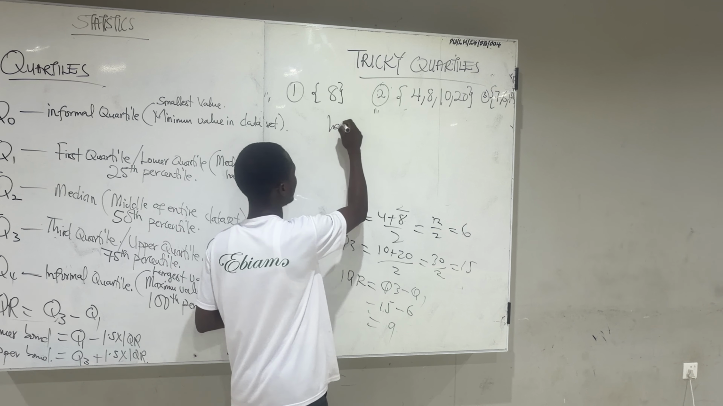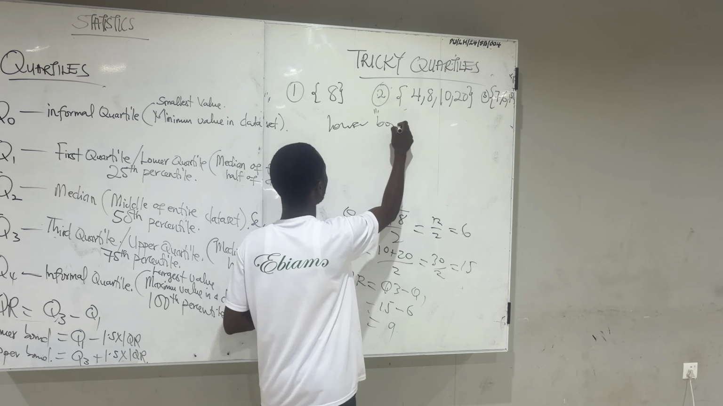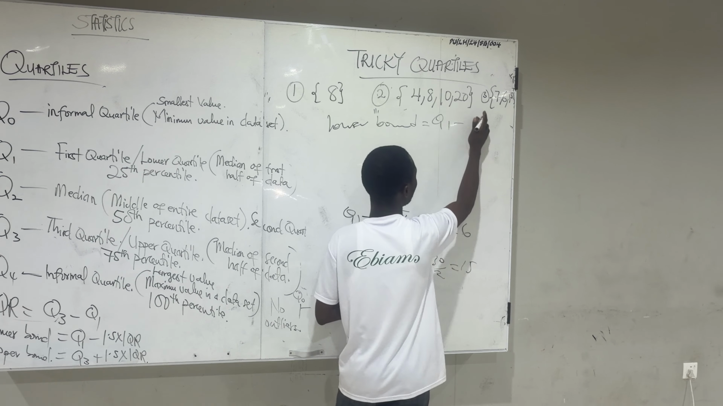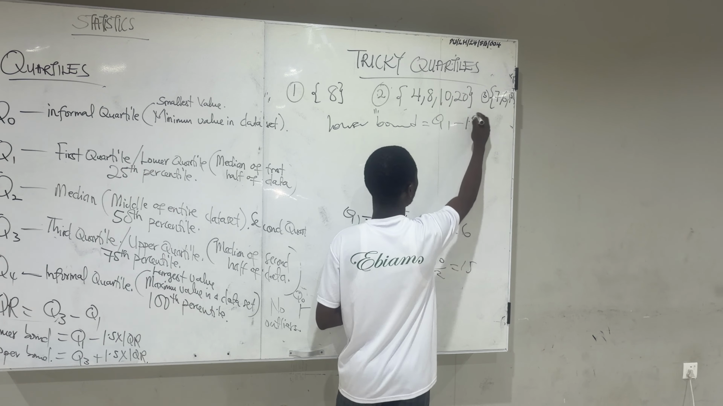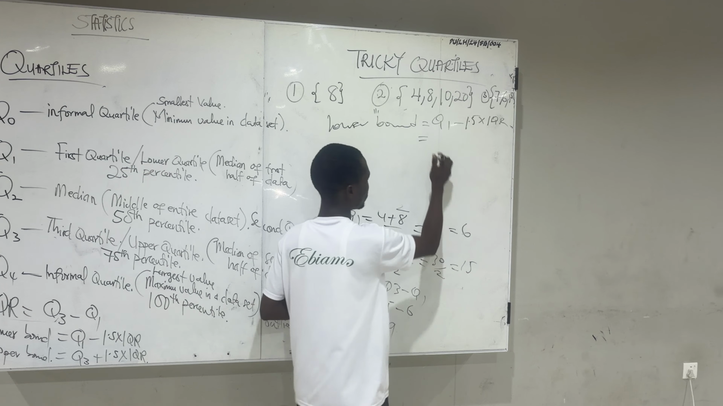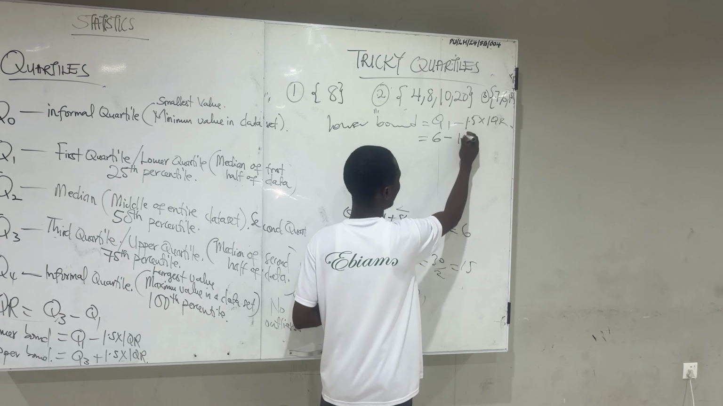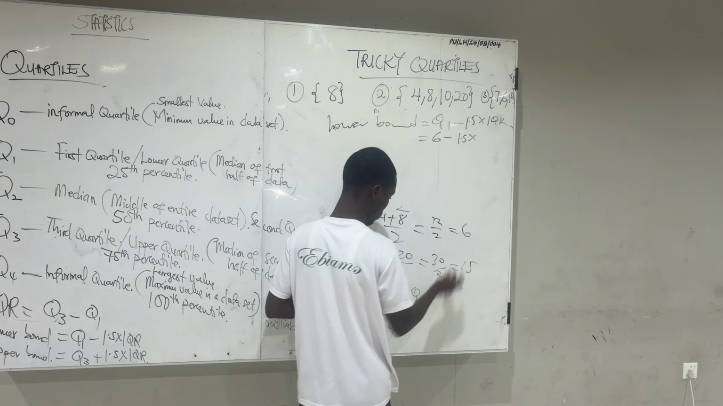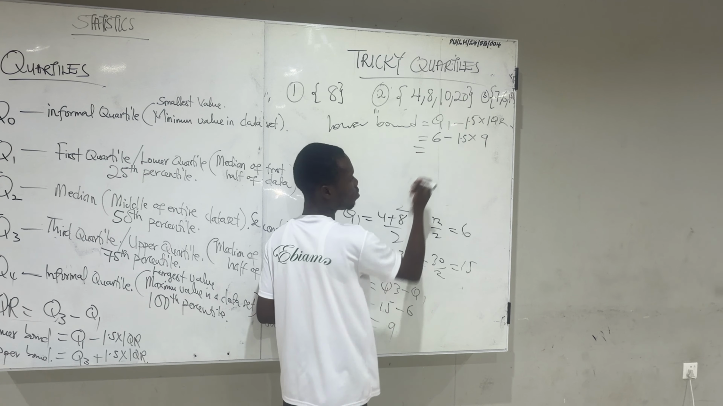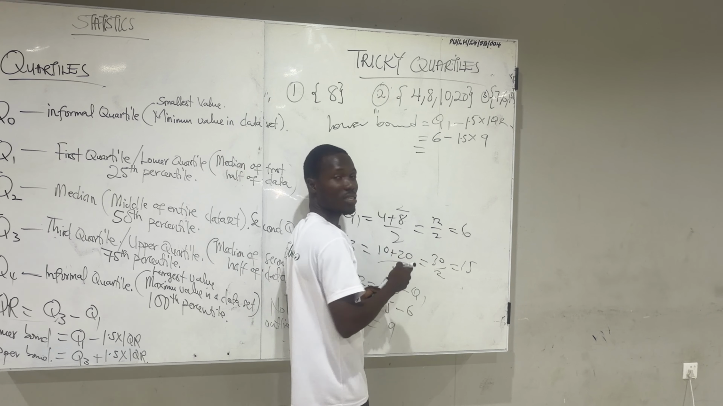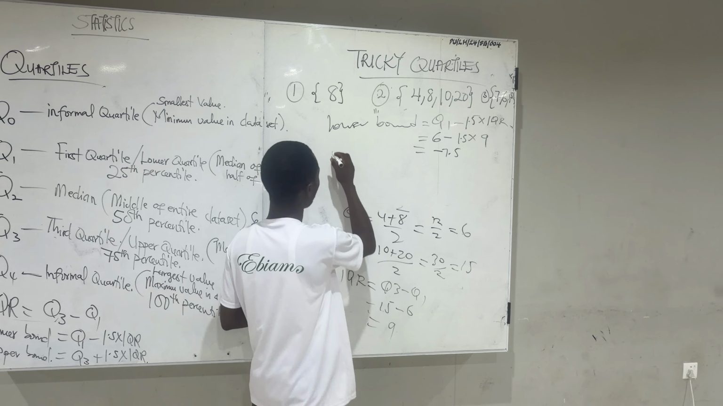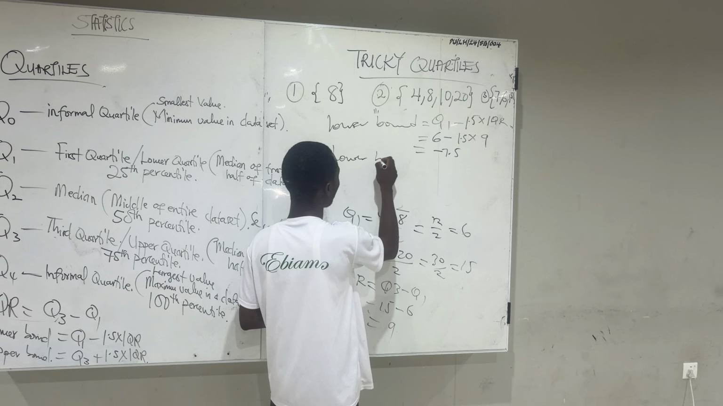So now lower bound. So the lower bound is what? Q1 minus 1.5 times interquartile range. The Q1 is what? 6. Okay. So 6 minus 1.5 times the interquartile range, which is 9. So times 9. And that one is going to give us what? Minus 7.5. Okay.